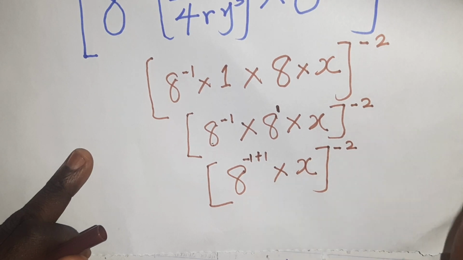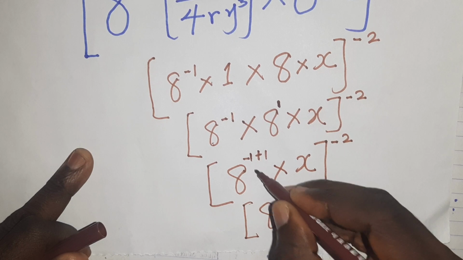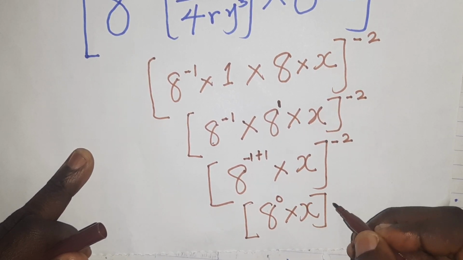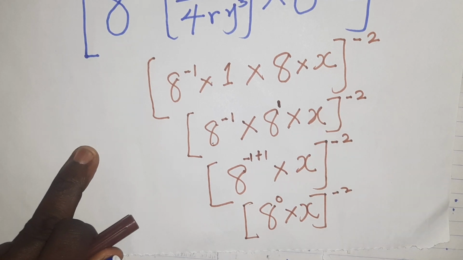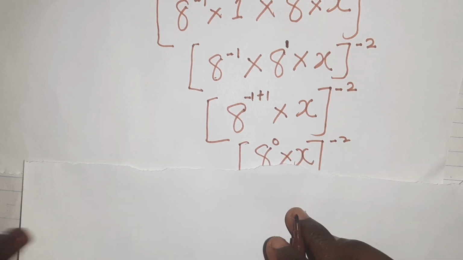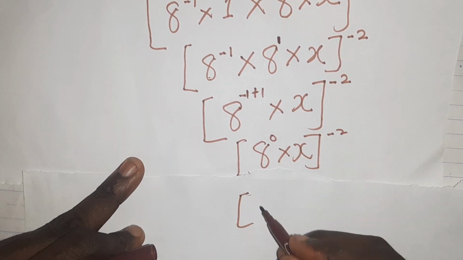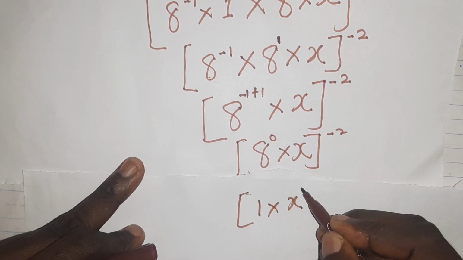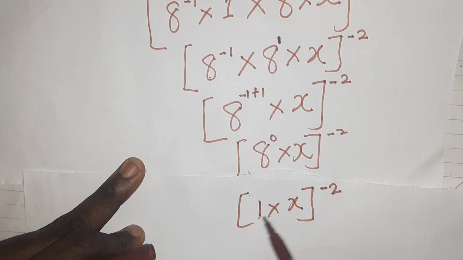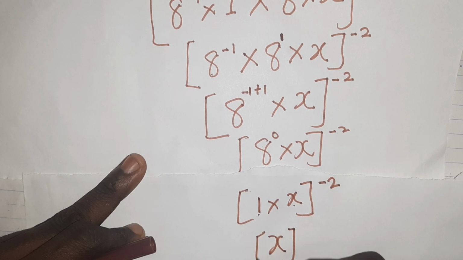Then, of course, minus 1 plus 1 is 0. So I now have 8 raised to the power 0 times x, all raised to the power minus 2. That's not the end. So we now have 8 raised to the power 0 is 1. So I now have 1 times x, all raised to the power minus 2. But of course, we know 1 times x is still x. So we now have x raised to the power minus 2.